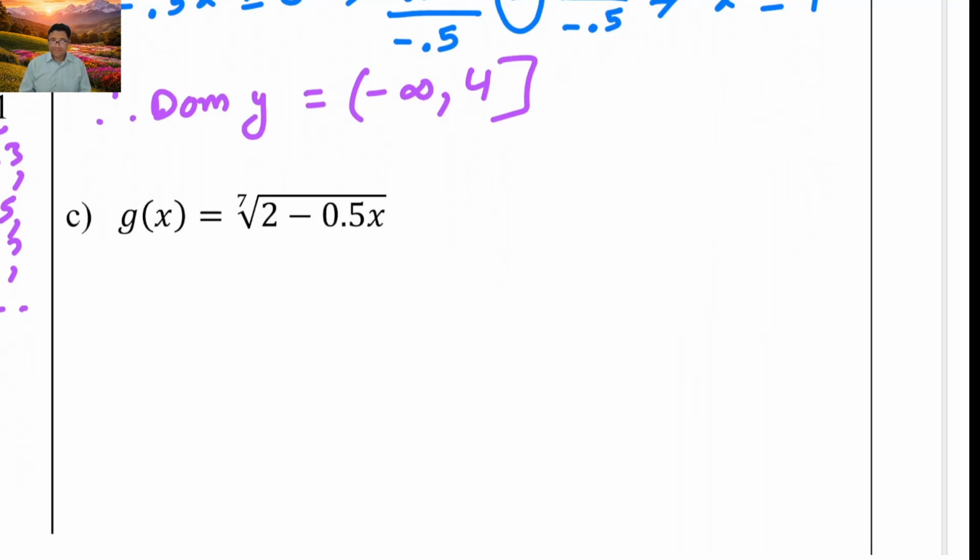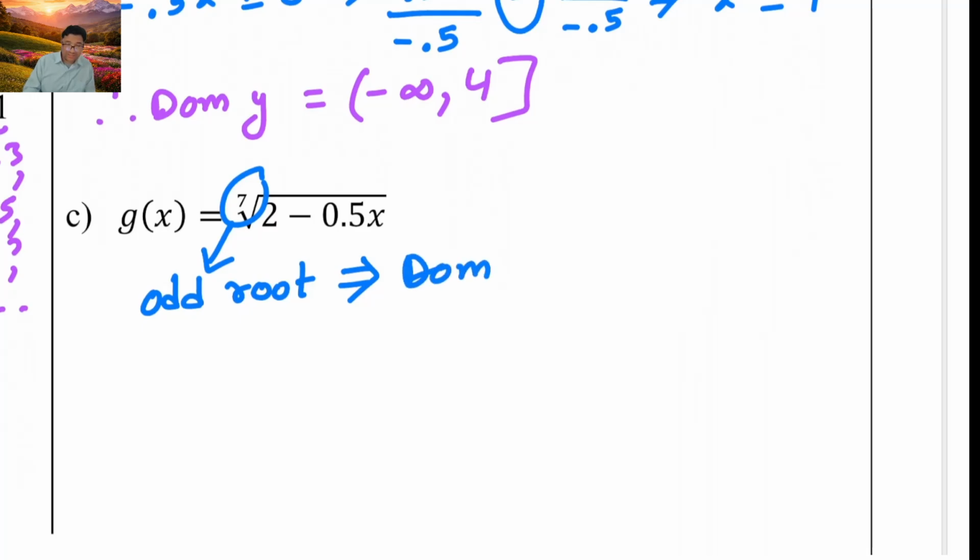What is the domain of the 7th root of the same function, 2 minus 0.5x? All that you have to observe is it's an odd root. That means there is nothing restricting that function. So the domain of that function g of x will be negative infinity to infinity. You can find an odd root of any value under the radical, right? So negative infinity to infinity.